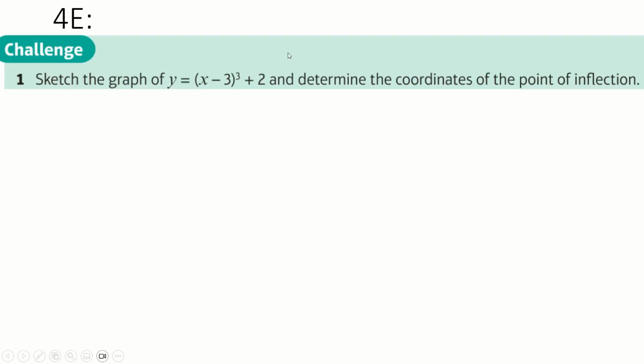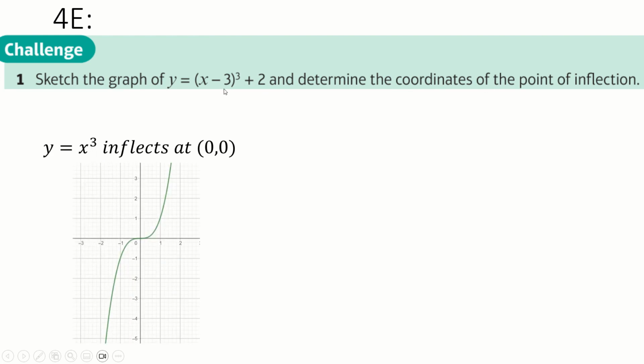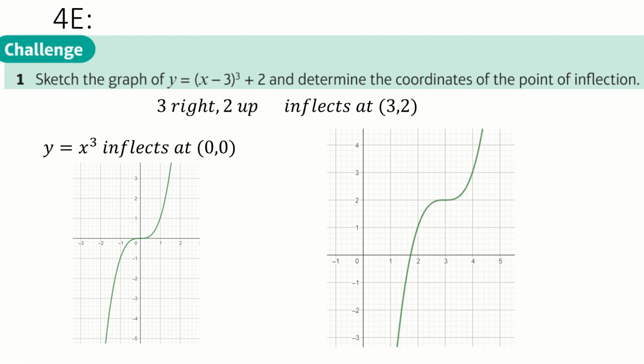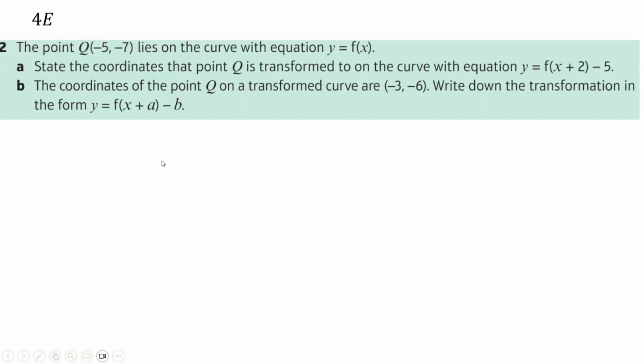Next question. We have a graph here with turning point (3, 2), I guess. And determine the coordinates of the point of inflection. Okay, so the turning point doesn't matter, right? Oh, it does. It's (3, 2). Yeah, what an incredible question. Anyway, you can do it this way instead if you don't spot that. y = x cubed inflects at (0, 0). This is a graph transformation of 3 to the right and 2 up. So it inflects at (3, 2). Yeah, cool. That was a hard question.